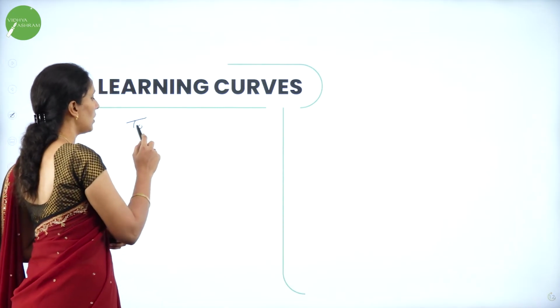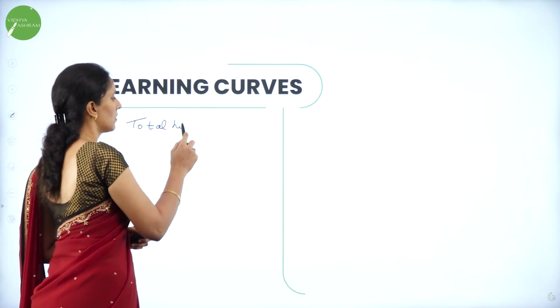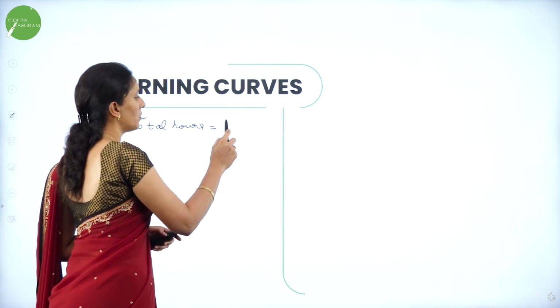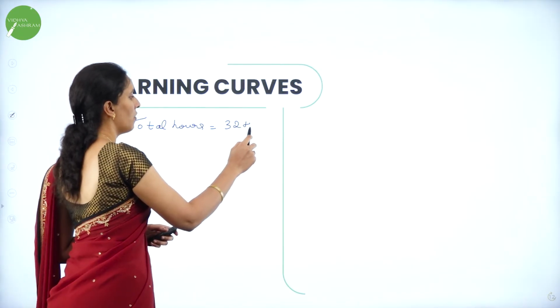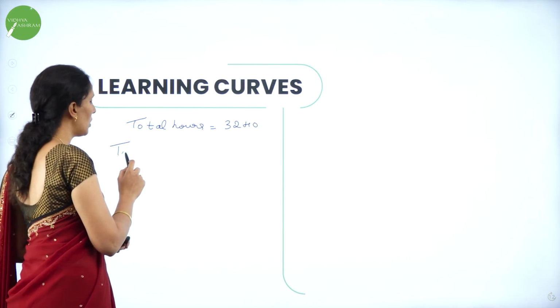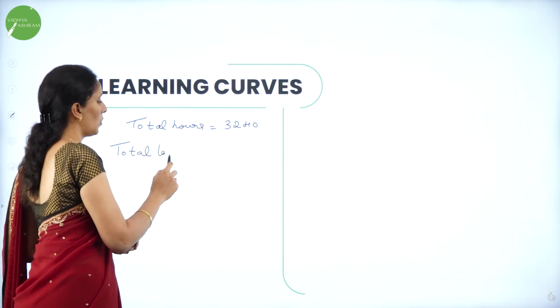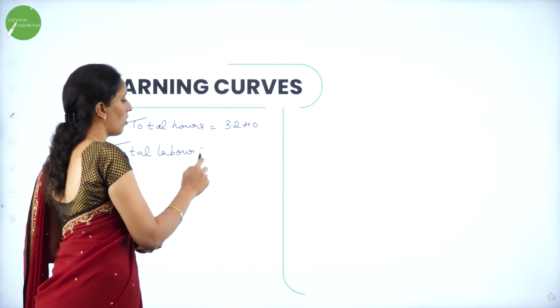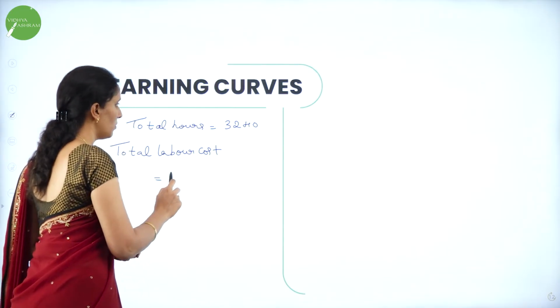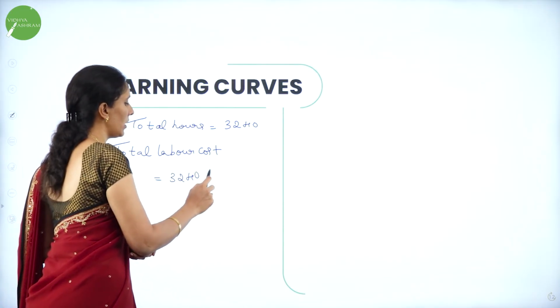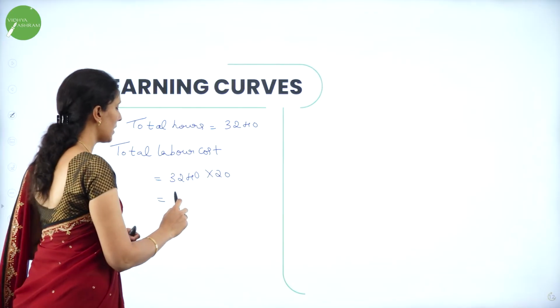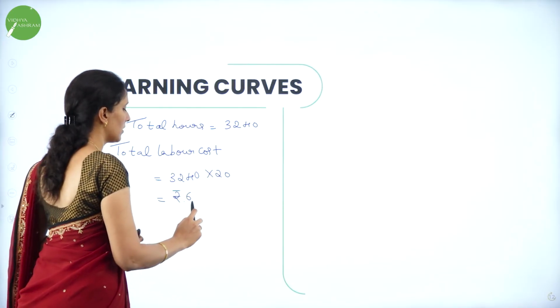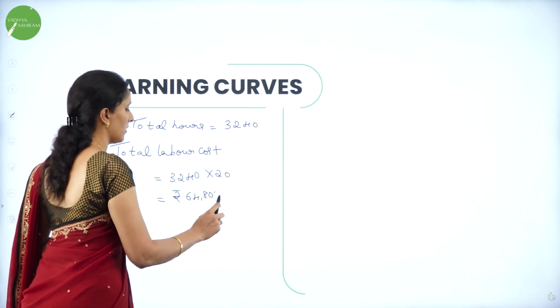Hence the total hours is equal to 3240. Now the total labor cost will be equal to 3240 into 20. So that is equal to rupees 64,800.